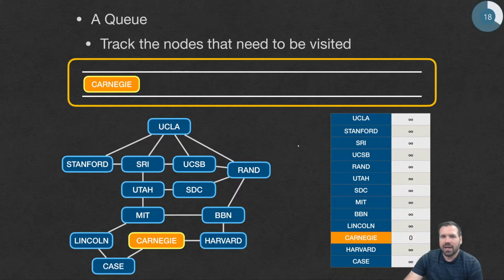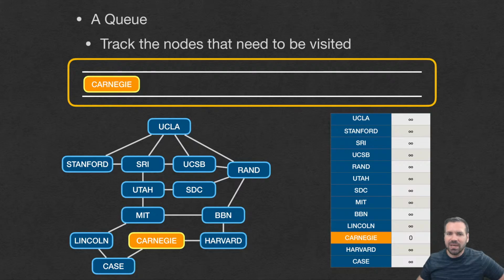So we have 3 different data structures. Let's go through them. We have a queue. This is going to keep track of the nodes that need to be visited in a very specific order, in this first in, first out order. Having this be a queue is going to be critical to checking the nodes in the right order.